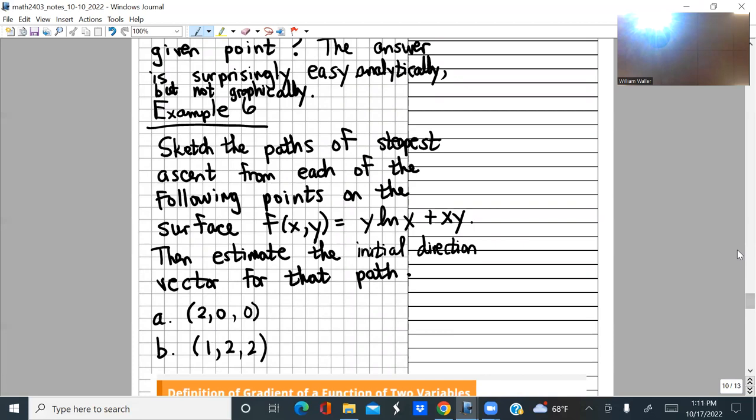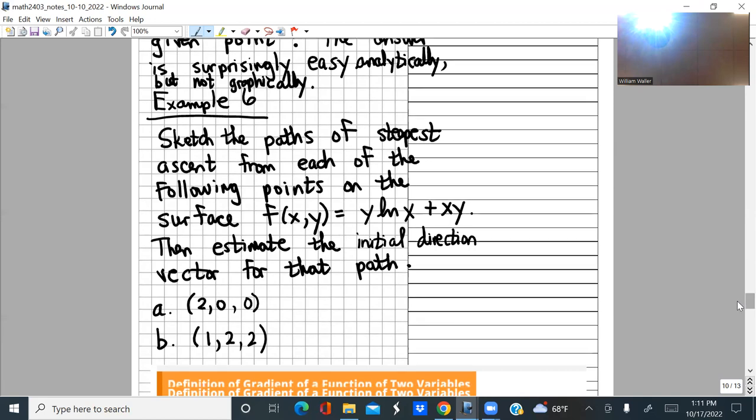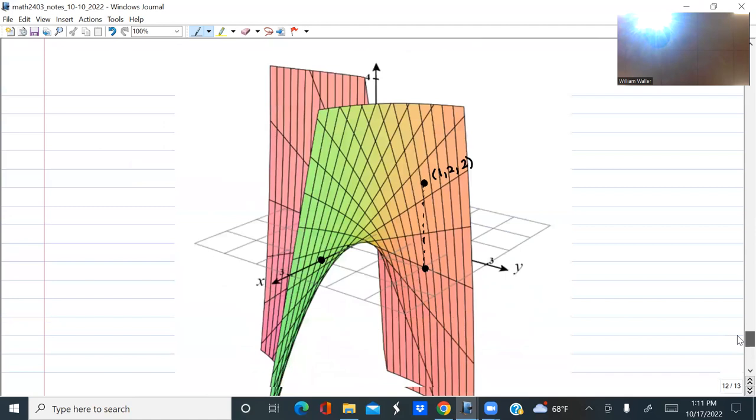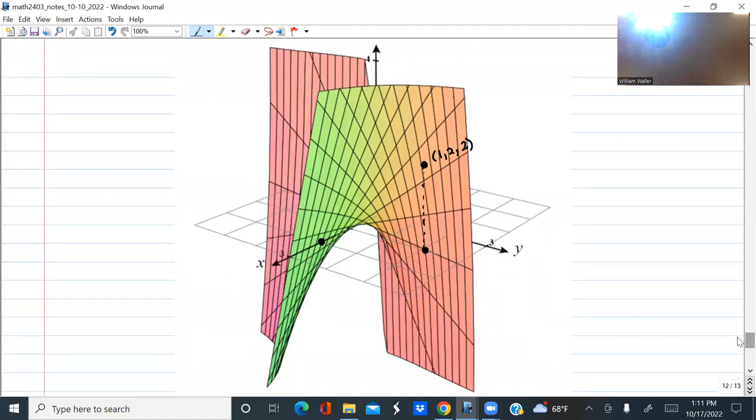So let me just try to draw that. On this surface, y natural log of x plus xy, at these points, let's see if we can figure out just from looking what the steepest descent direction is, and then see if we can draw the vector and it matches that direction. Here's the picture, though. So you can see how complicated this can be, right?